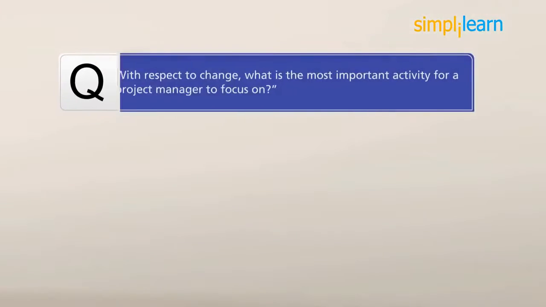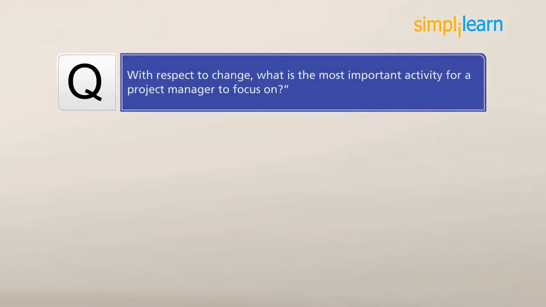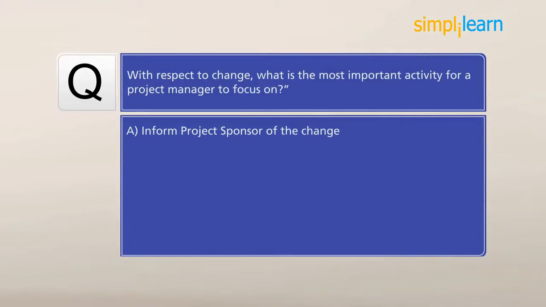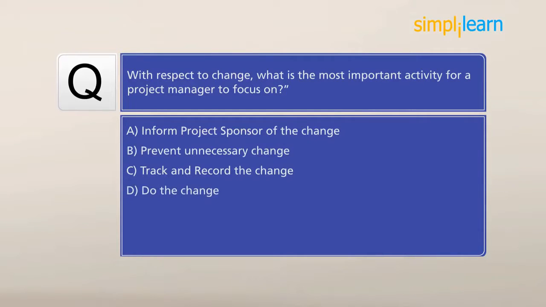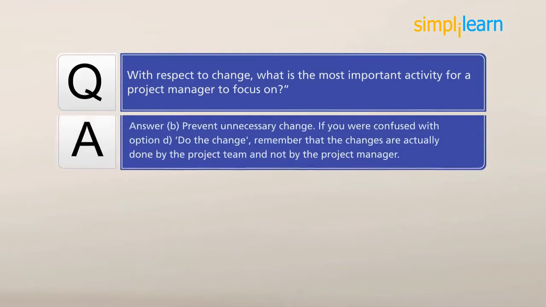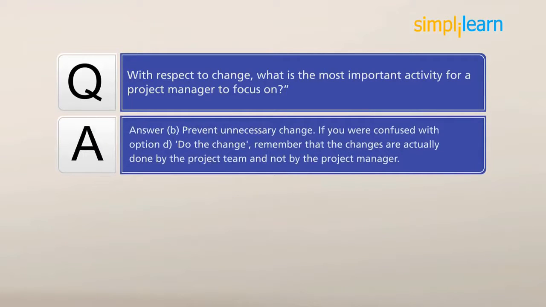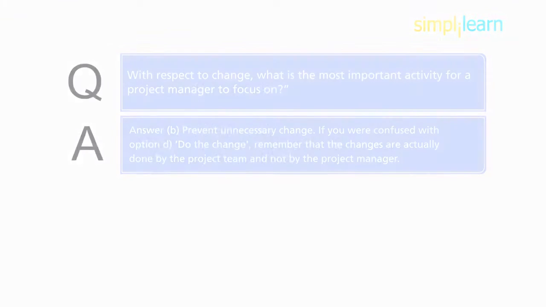An example of a question that might be asked would be, with respect to change, what is the most important activity for a project manager to focus on? A, inform project sponsor of the change. B, prevent unnecessary change. C, track and record the change. Or D, do the change. The answer is B, prevent unnecessary change. If you were confused with option D, do the change, remember that the changes are actually done by the project team and not by the project manager.